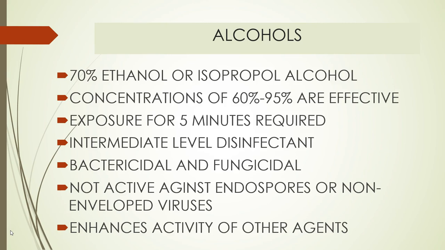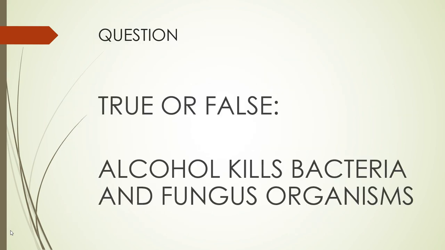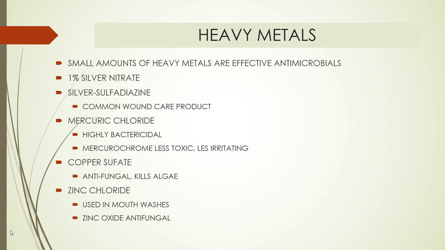We frequently wipe off tops and injectable membranes with alcohol. Alcohol concentrations between 60 and 95% are effective. Typically, alcohol requires 5 minutes to kill all bacteria. It provides an intermediate level of disinfection. Alcohol is bactericidal as well as fungicidal. It will not kill non-enveloped viruses and does not work on endospores. Question, true or false? Alcohol kills bacteria and fungus organisms. And the answer is true. In appropriate concentration between 60 and 95%, alcohol will kill both bacterial and fungal organisms.